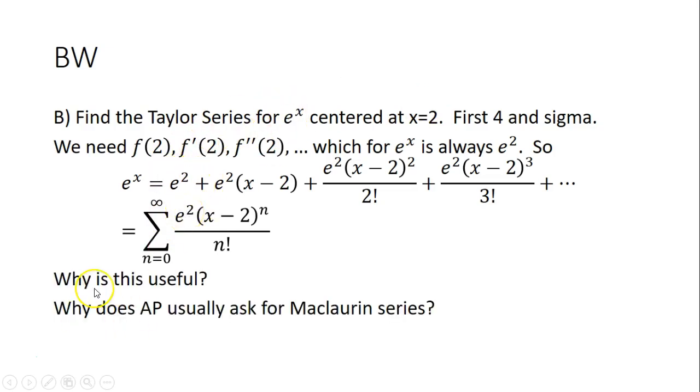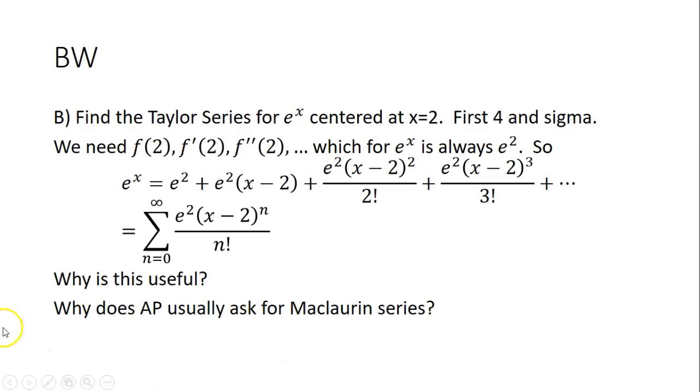So why is this useful? Well, if you wanted to approximate, like, e to the 2.1, this would be a better approximation than using the center at 0, right? Because the center at 0 is good close to 0, but it's not good far away from 0. So if we want to approximate things near 2, then centering it at 2 would be good.